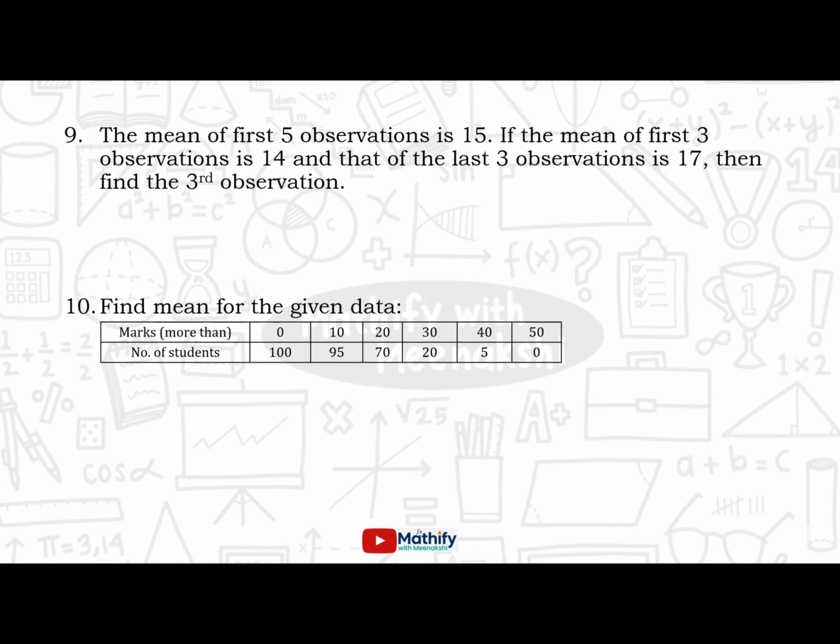The mean of the first 5 observations is 15. So we can find the sum of the first 5 observations. Sum of the first 5 observations is equal to mean into number of observations. That means 15 into 5, we can say 75. It's also given the mean of the first 3 observations is 14. That means again the sum of the first 3 observations, the mean was 14. So 14 into 3. That is 42.